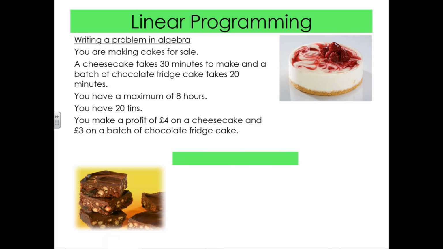It takes 30 minutes to make a cheesecake. It takes 20 minutes to make a batch of chocolate fudge cake. We've got a maximum of 8 hours to do this. We've got 20 tins, so we can make a maximum of 20 cakes. And we make £4 profit on a cheesecake and £3 on a batch of chocolate fudge cake. And we have to turn all of this into some mathematical equations.